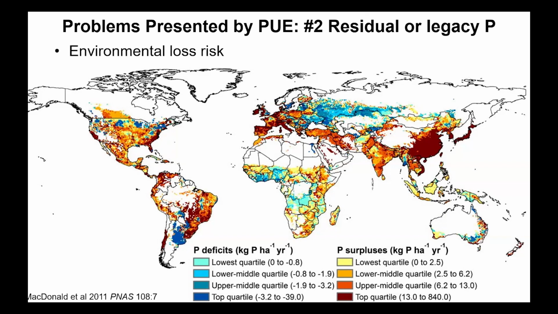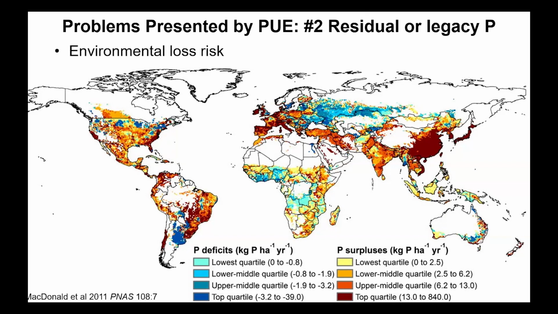It built up as a surplus. That is low PUE as a result. And when we have this buildup, this legacy phosphorus in soils, there are associated risks of off-farm losses, largely as runoff, but also by leaching.